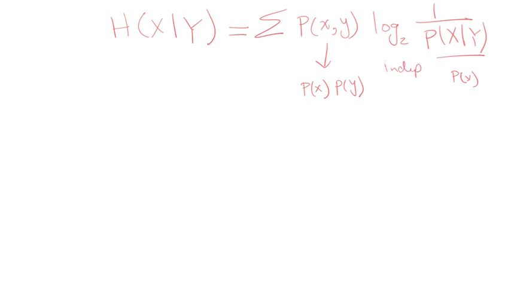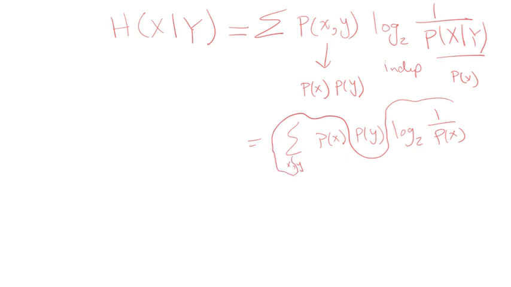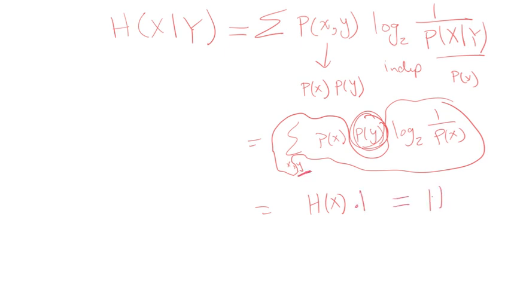So what does this formula become? The summation here is over x and y, of course. P of x multiplied by p of y multiplied by log to the base 2 of 1 over p of x. This part, with the summation over x only, is h of x, that's the definition of h of x: p of x multiplied by log 1 over p of x. And this part, when I sum over y, will give me 1, since I sum the probability of y over all possible values of y. So the end result is h of x.